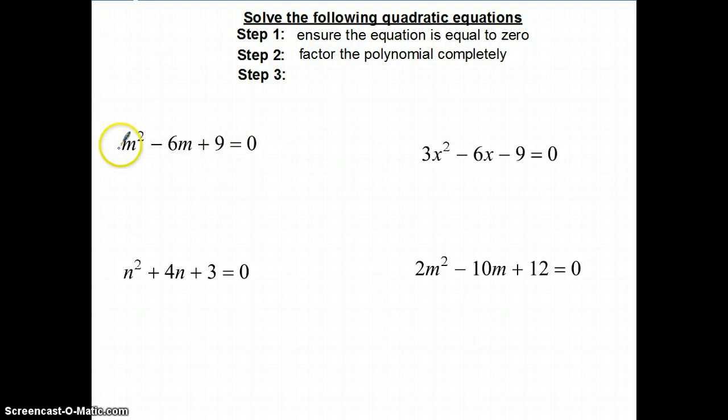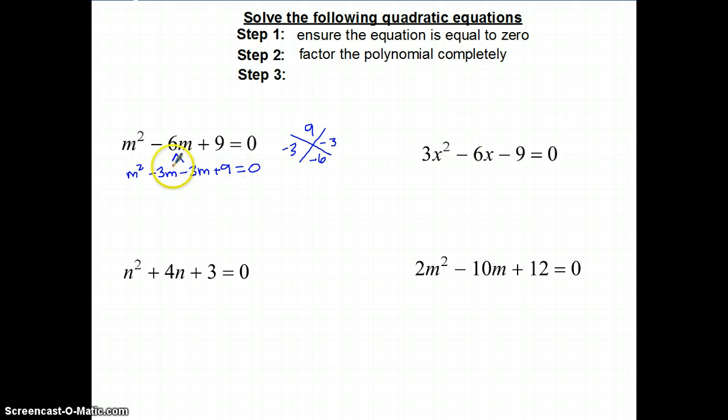Since there are 3 terms in this polynomial, I'm going to use my diamond method. 9 on top, negative 6 on bottom. My 2 factors are negative 3 and negative 3. So I rewrite my negative 6m as negative 3m minus 3m. I still have an m squared in front, a plus 9 behind, and it still is equal to 0.